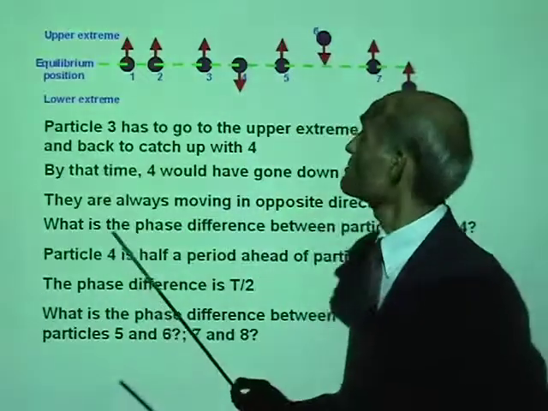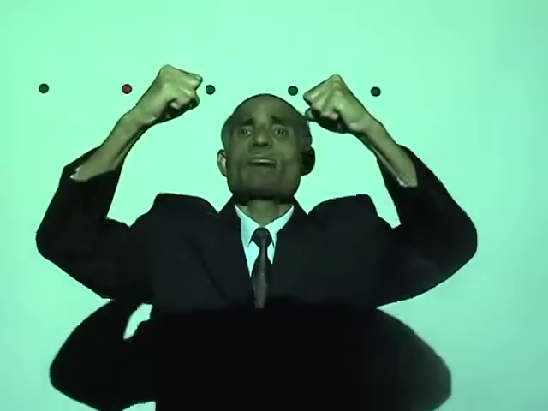Okay, let's move on. Now, you now understand the meaning of phase difference. If 2 particles or any number of particles are all vibrating in step, they are all in phase. But if they are out of step, there is a phase difference.